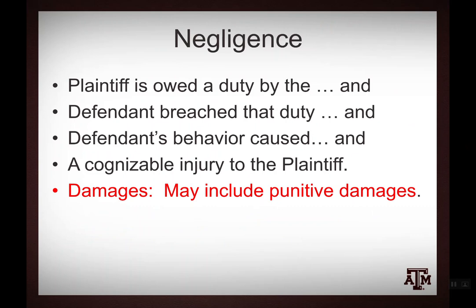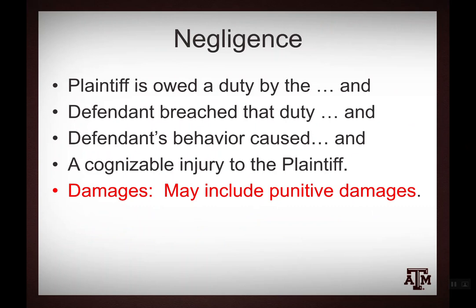I'm driving down the street on the wrong side of the street on my phone. I hit your car. Well, was I owed a duty? Were you owed a duty by me? Yes, to drive safely. And did I breach that duty? Yes, I was driving down the wrong side of the street on my phone. And was the damage to your car done by my behavior? Yes. And is there an injury?